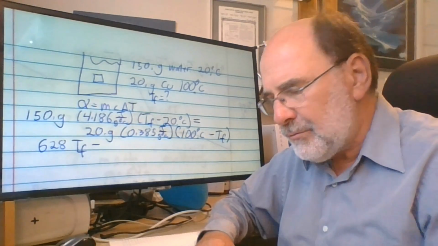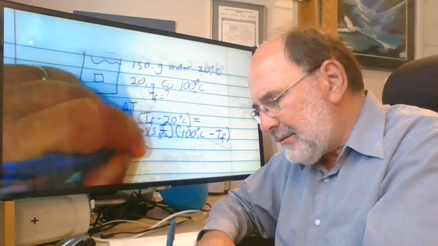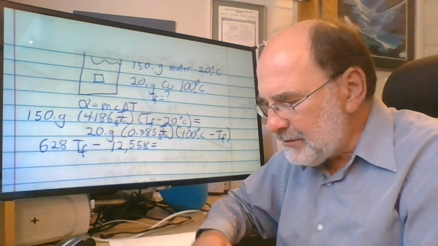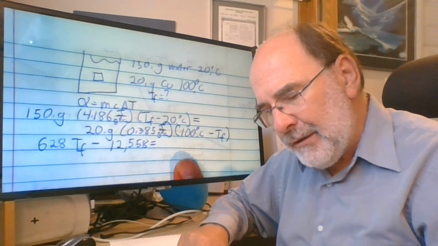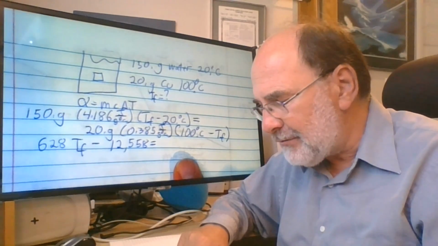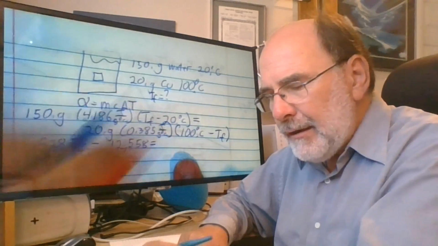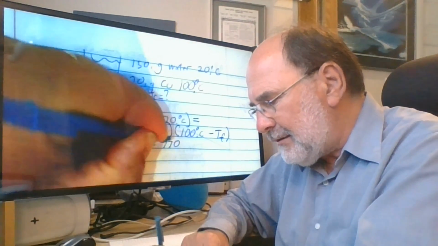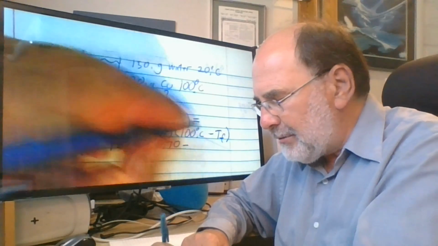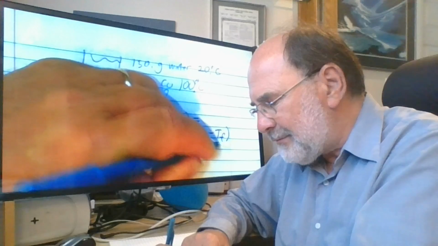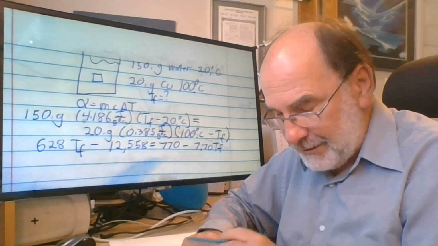Minus 12,558, I'll write it out. That's how much heat is gained by the cold water warming up, and I set that equal to the heat lost by the hot water cooling down. So mass of 20 grams times specific heat of 0.385, and that works out to be 770 minus, yeah, right. So if I move the decimal point, this should be 7.70 T sub final. Since I got here by multiplying by 100, I get here by dividing that by 100, right?